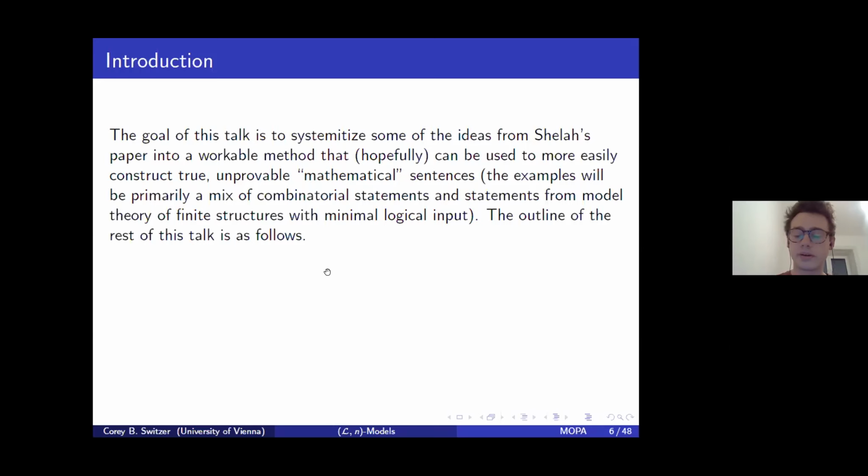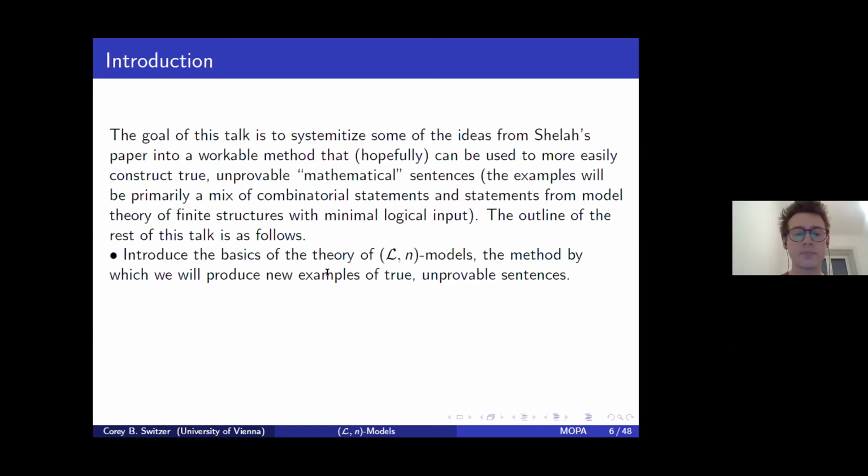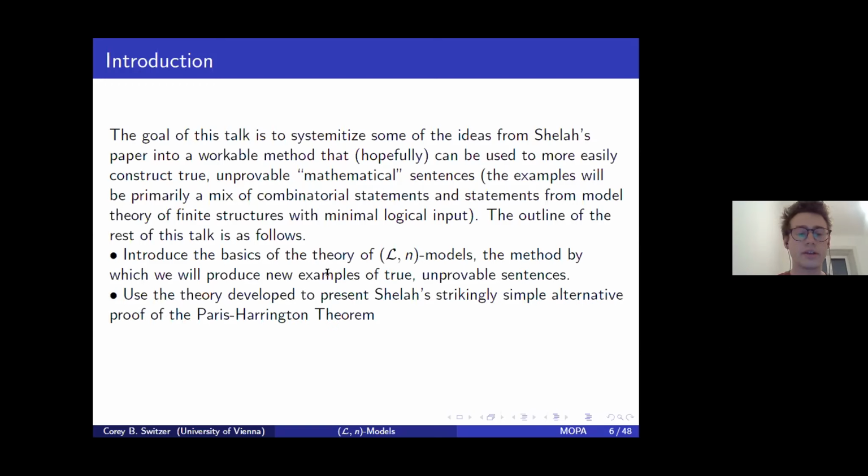So what I want to do with the rest of this talk is introduce the basics of the theory of LN models, which is what this method is, and develop their theory a little bit. I actually think that independently, this is an interesting idea that he had. And then I want to use the theory to first present a streamlined approach to his, what I think is a very simple alternative proof of the Paris-Harrington theorem.